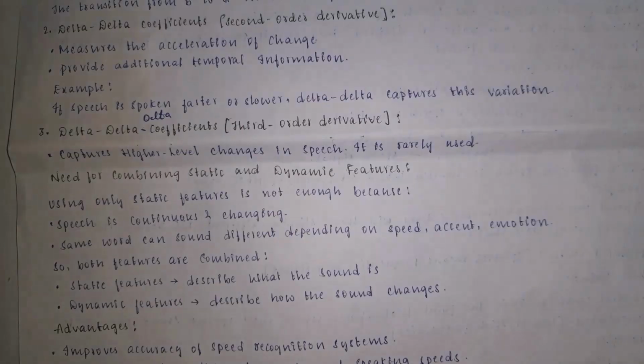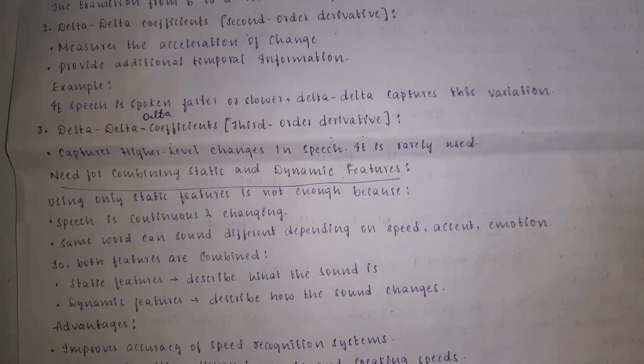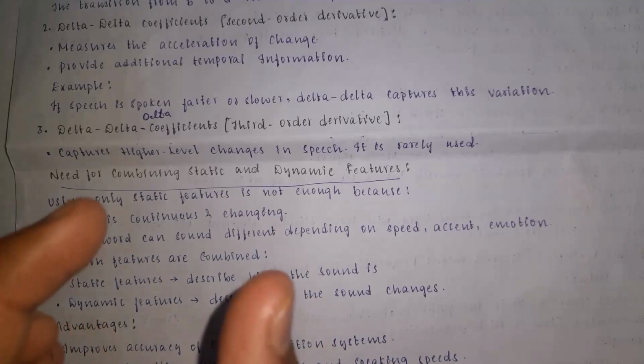So we need to design the model by combining both static and dynamic features. Using only static features is not enough because speech is continuous and changing over time. And some words can sound different depending upon speed, accent and emotion. So we need to design the model by combining both static and dynamic features, where static features can identify what sound is present in a particular frame, whereas dynamic features will represent how sound is changing.